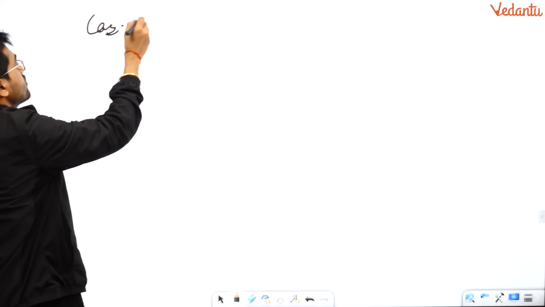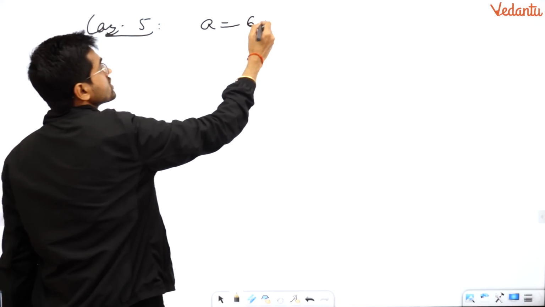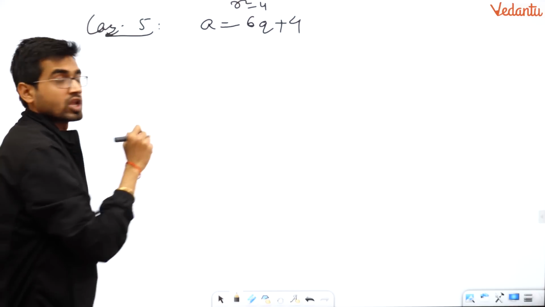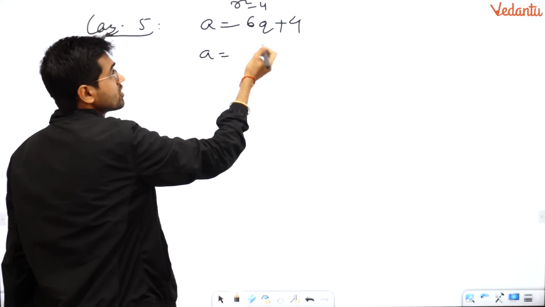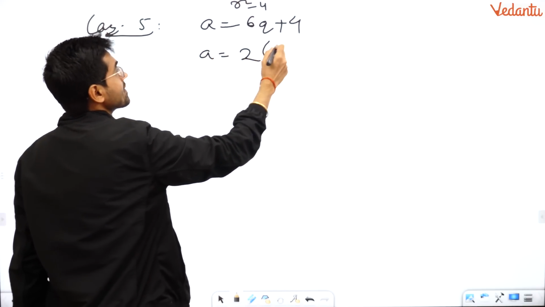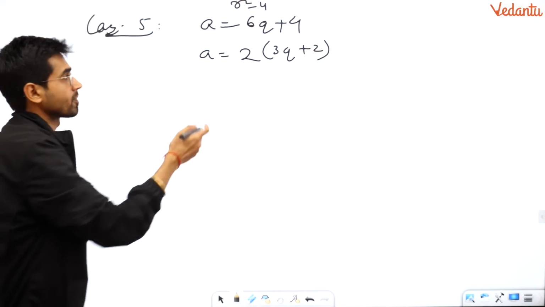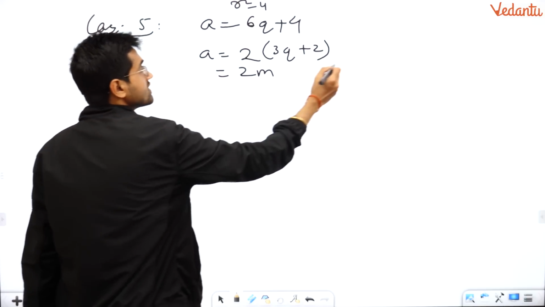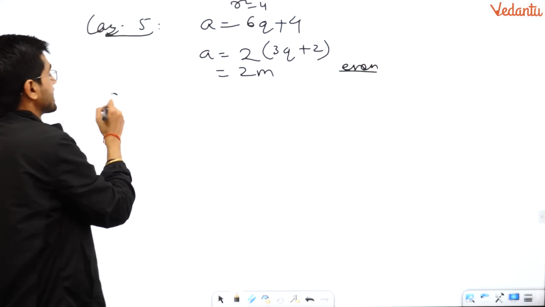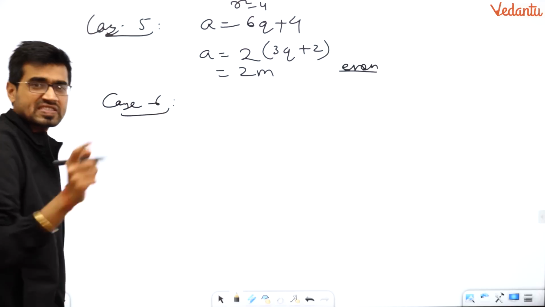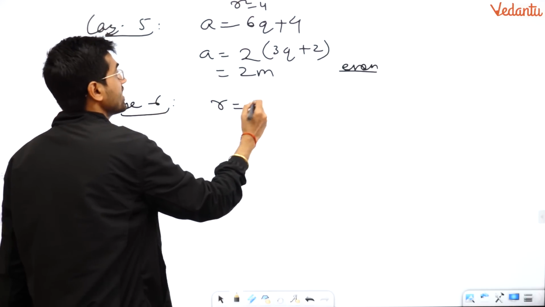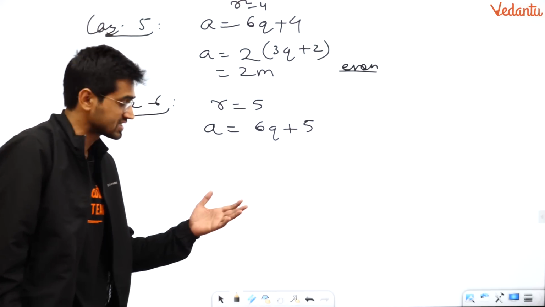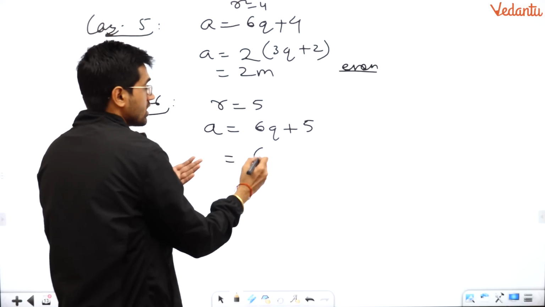So case 5. A equals 6q plus, so r is basically 4. 6q plus 4. Now what do you get? A equals, now you have to do it like this. You can take 2 common directly, because obviously this will be any number which is 2m. So take 2 only. It's okay. Which is even. We don't want this. Case 6. What is case 6? Yes, you are getting it now. Great. R is 5. So what is A? A can be 6q plus 5. This is the last number in your pocket. Take it out and see whether it is odd or even. I do not know. I will write it like this.